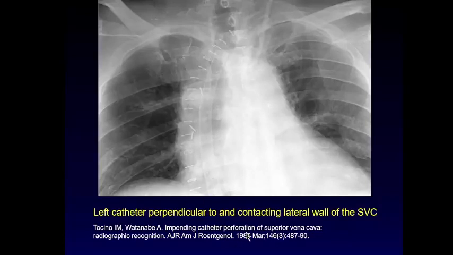This was actually described in AJR, and the authors described that when this happens, if there's a general curve of the catheter, that can be a sign of impending catheter perforation of the SVC. So when I see this, I usually call up the clinician. I recommend that they pull this back 1 centimeter, 2 centimeters, just to get this away from the lateral wall to avoid this complication entirely.